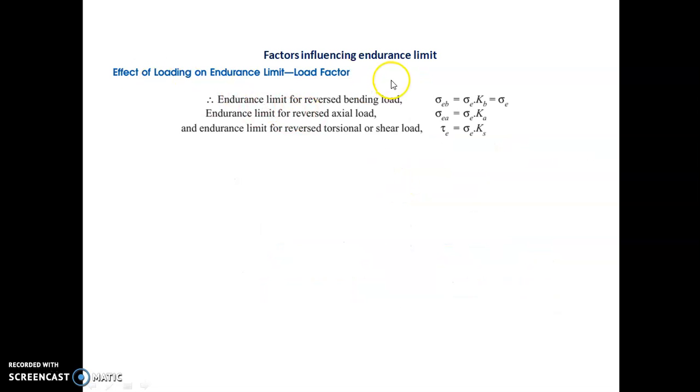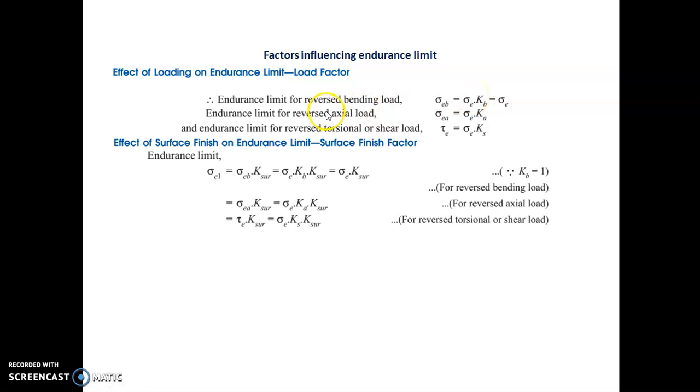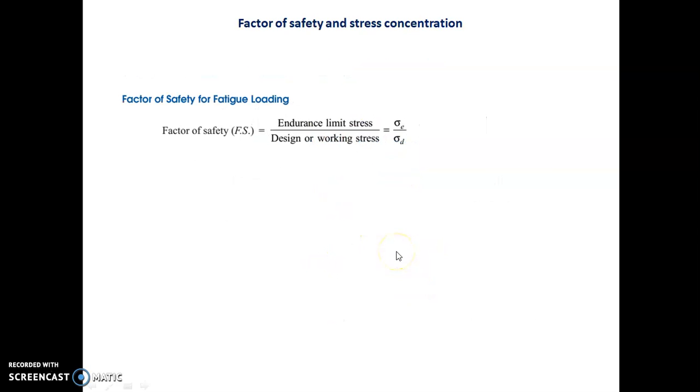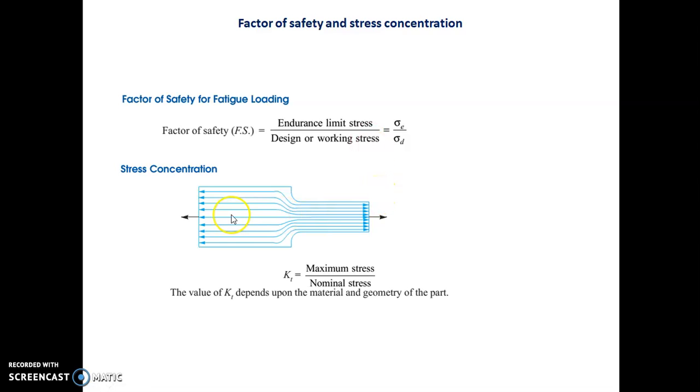And the factors affecting the endurance limit are load factor, where the type of load, axial load, reverse load, or torsional load, affects the endurance limit; surface finish factor, where polished surface and so on affect the surface finish; and size factor, as the size of the components also affects it. The factor of safety is equal to endurance limit stress divided by design or working stress. Stress concentration is equal to maximum stress by nominal stress.